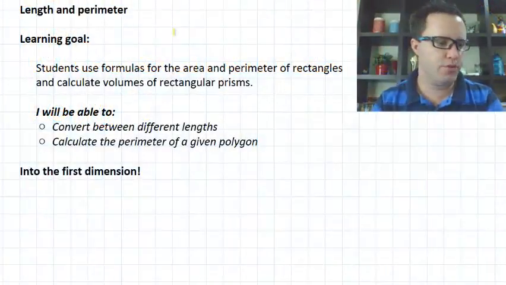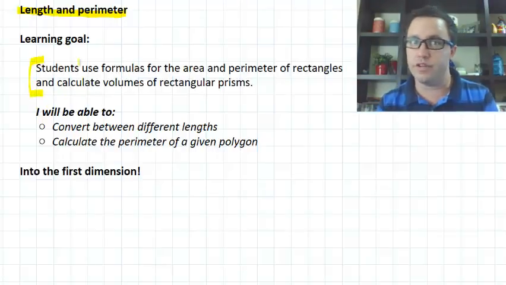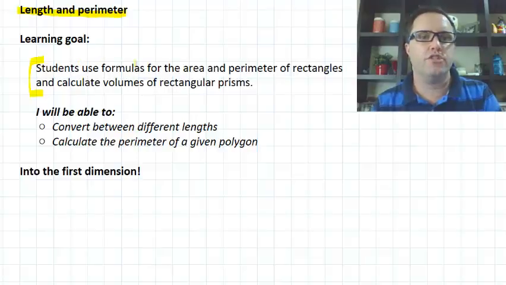Okay, welcome to this first video in the measurement unit, and today we're going to be looking at the idea of length and perimeter. Our learning goal for a lot of the first videos in this unit is that you can use formulas for the area and perimeter of rectangles and calculate the volumes of rectangular prisms. At the end of this, you'll want to be able to convert between some different lengths and be able to calculate the perimeter of some given polygon.